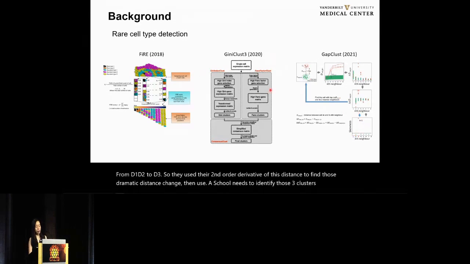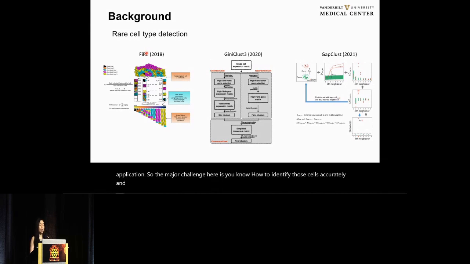In real practice, we found that these methods can identify both the abundant and rare cells, but generally they sacrifice the performance on the abundant cells while trying to detect some rare cells. I will show you some examples in the real case. GapClust only focuses on the rare clusters. The first one is focused on the rare cells; they don't identify clusters at all. They're also not very good at detecting the rare cells, as I'll show you in the real application. So the major challenge here is how to identify those rare cells accurately. The second challenge is how to identify the rare and abundant simultaneously and accurately.